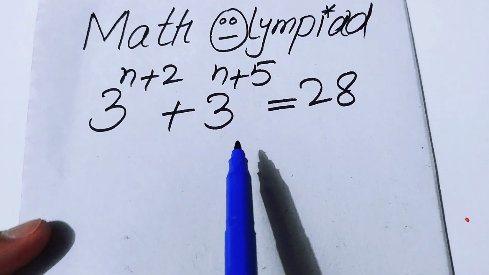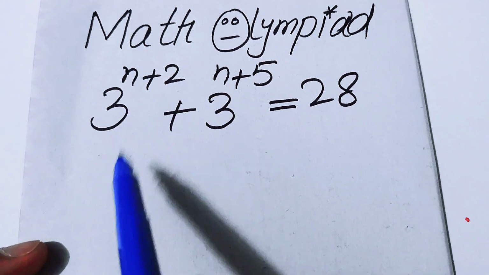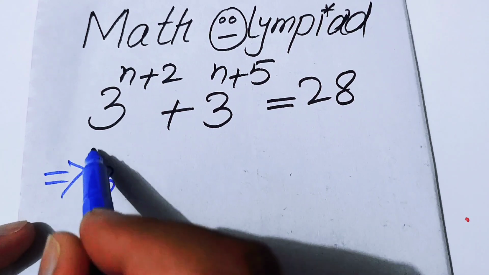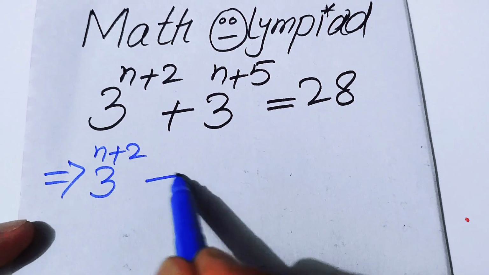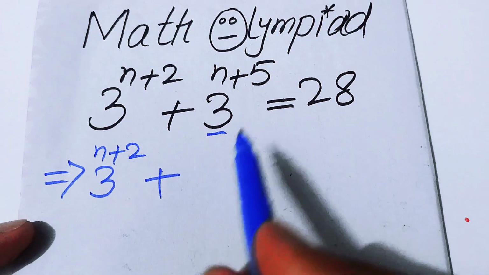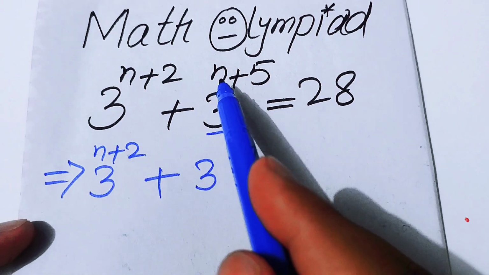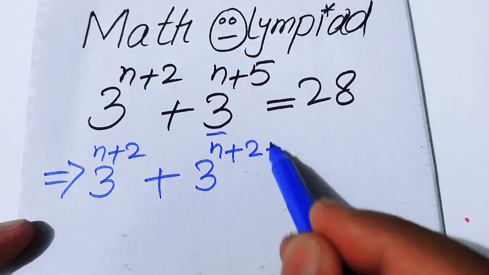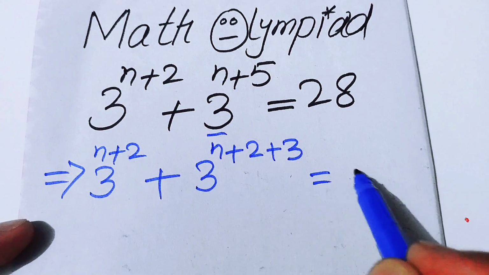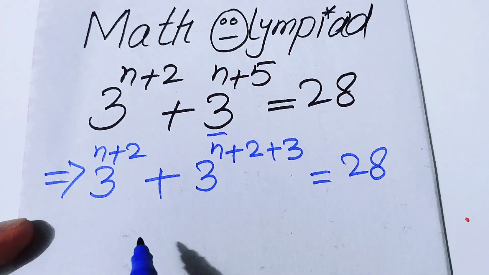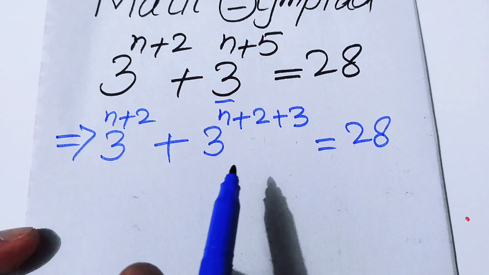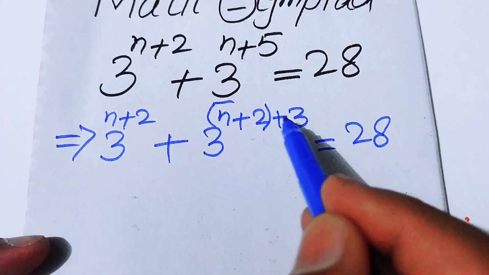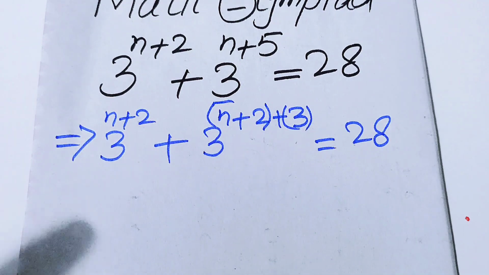So the very first thing we are going to do is rewrite the exponents. Here you have 3 to the power of n plus 2 plus, I can rewrite the exponent of this term. The exponent of this term is n plus 5, and I can write it as n plus 2 plus 3, is equal to 28. After this step I can use the nice exponential law, and here you see that this is the one term and this is the other term.